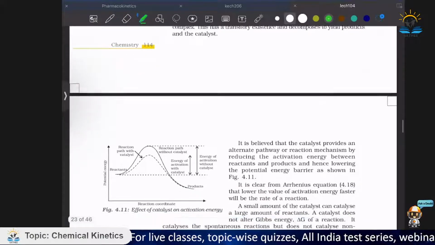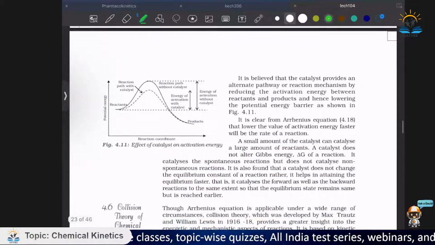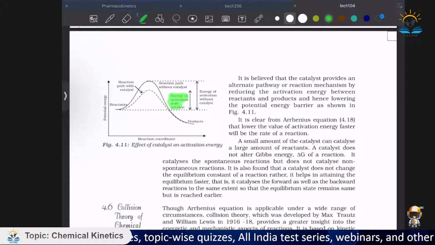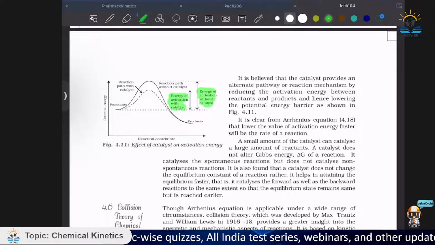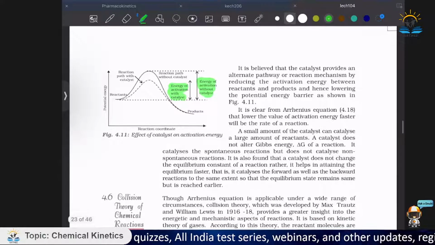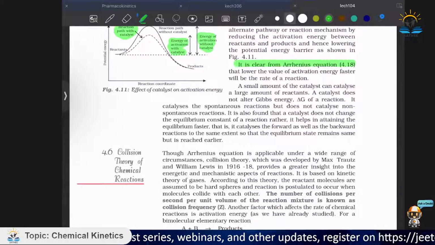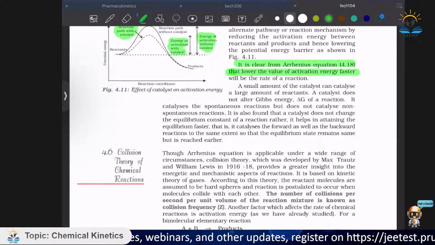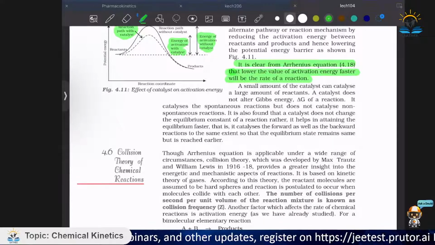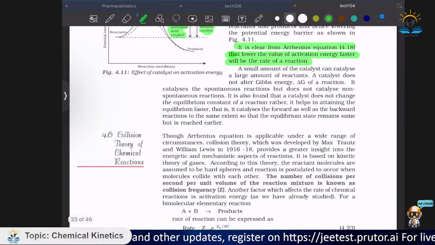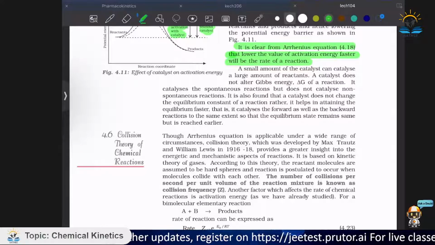Intermediate complex theory explains the catalyst. See, activation energy with a catalyst, activation energy without a catalyst. Which is more? Without a catalyst. So the reaction path with catalyst is more feasible. And it is also clear from the Arrhenius equation that the lower the value of activation energy, the faster will be the rate of reaction. So if activation energy is being reduced by a catalyst, the reaction is getting faster.